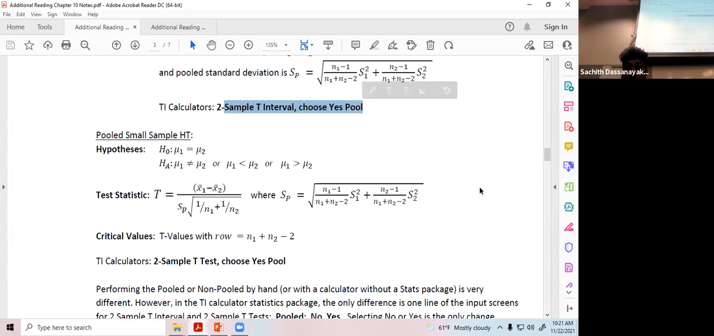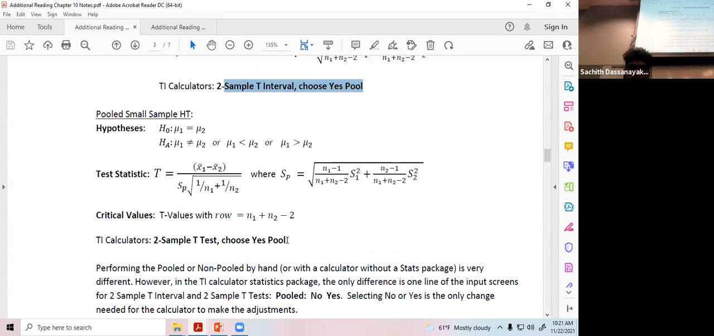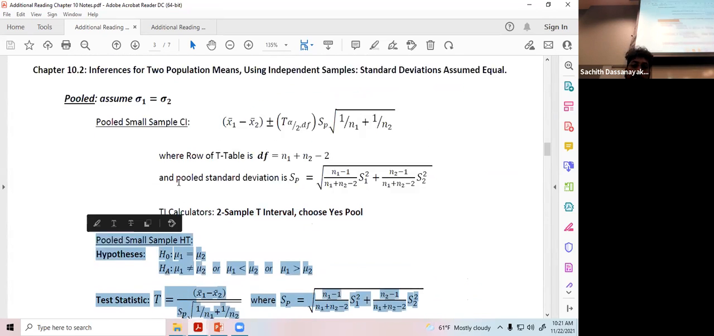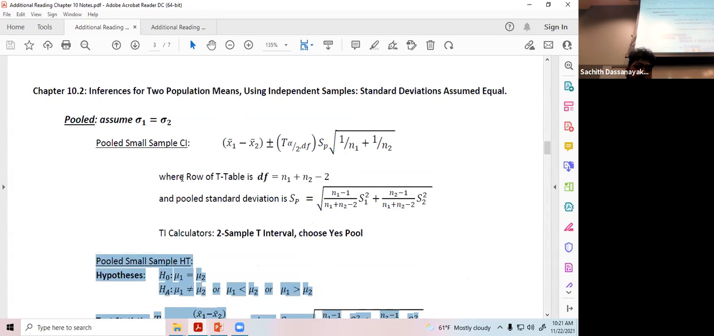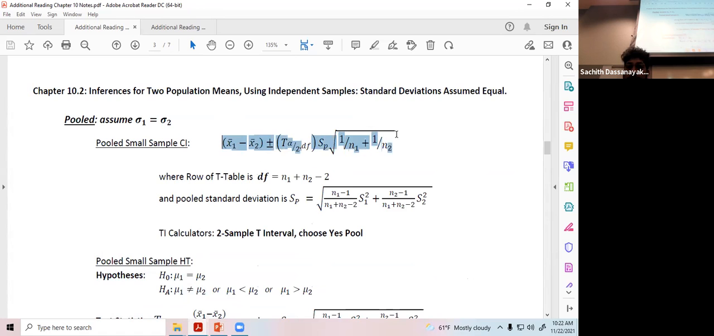Yes, it is pooled, whether it is hypothesis testing or confidence intervals, CIs. This is how we replace sigma using SP.